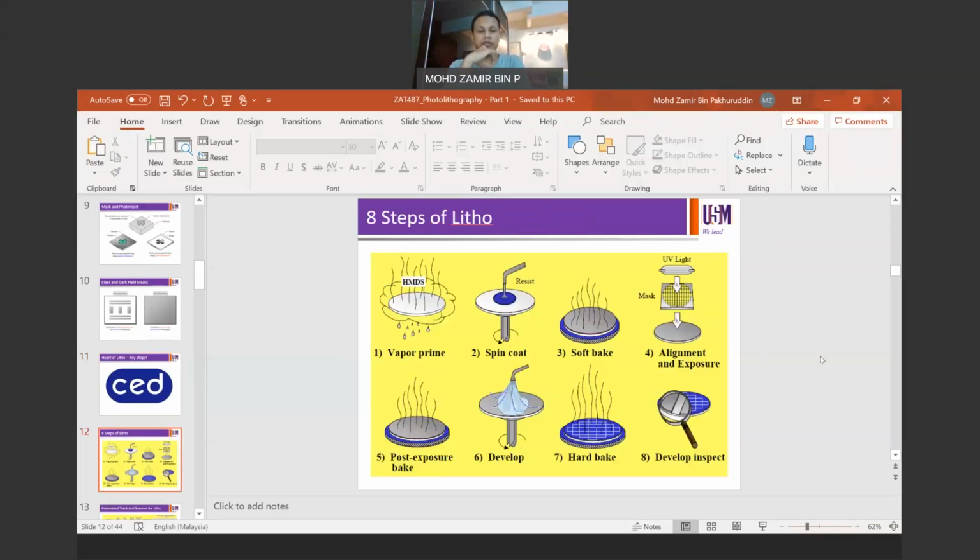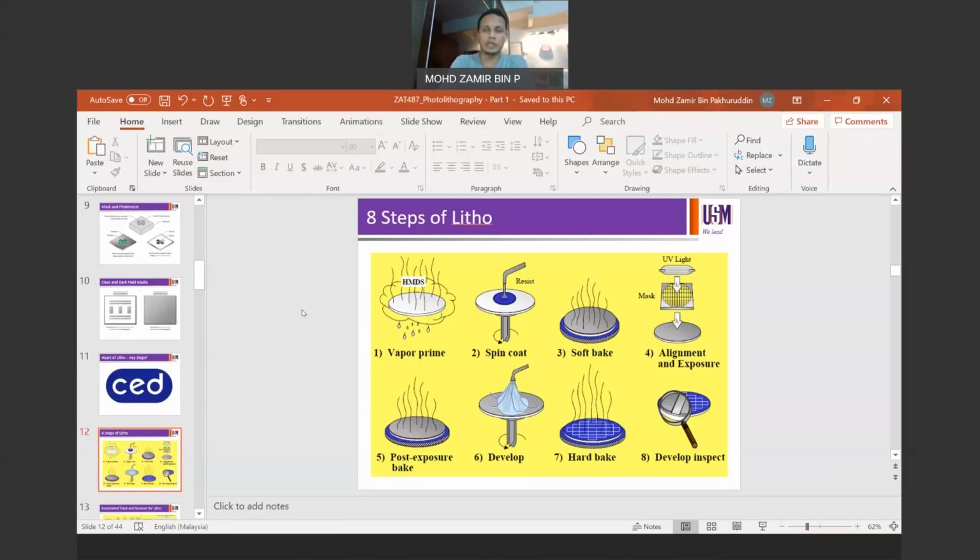So essentially, if you talk about a litho process, it can be divided into 8 main steps. We're going to go through them one by one later on. But for this particular summary, let's just look at these 8 main steps.